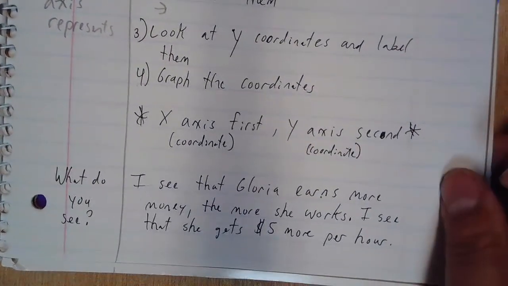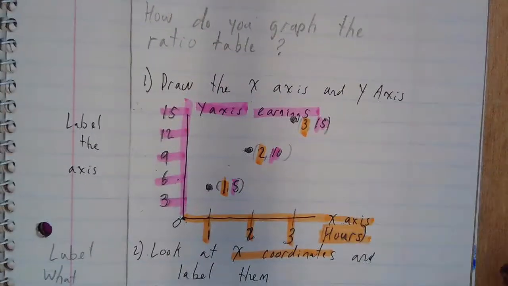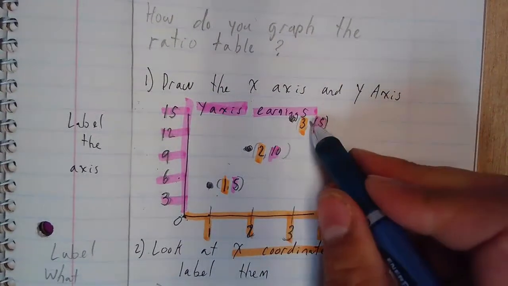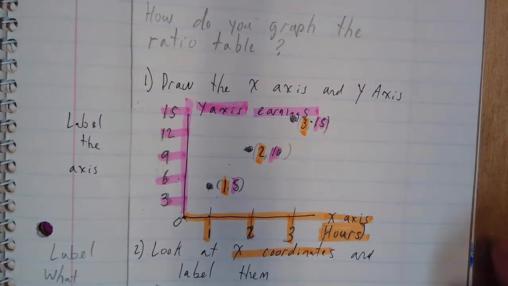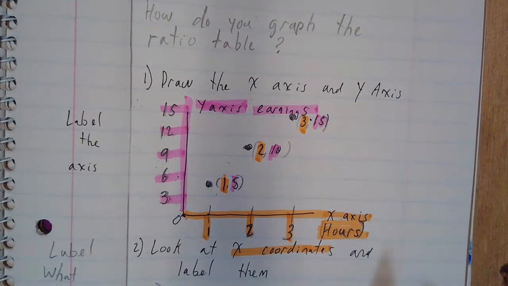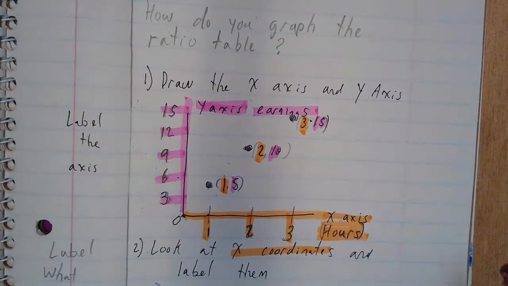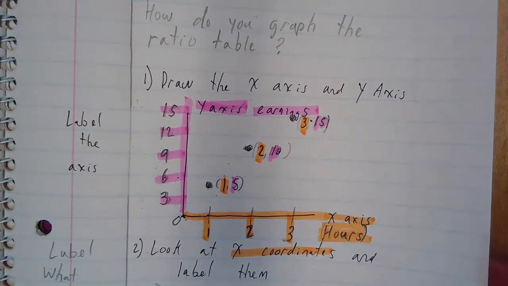Right? I mean, look at it. 1 hour, 2 hours, 3 hours, 5, 10, 15. She gets $5 more per hour. Okay? And that really is what it is. We're using a graph. Let me just review. Right back. Don't worry. We're almost done here.